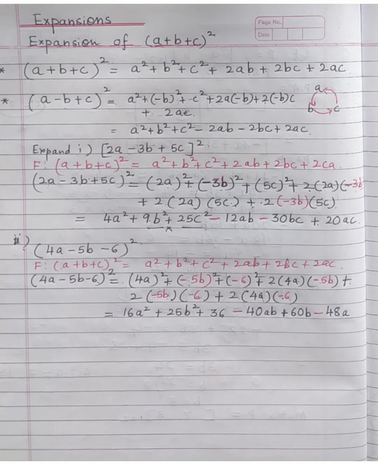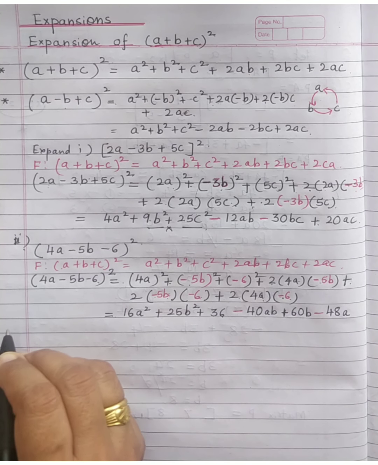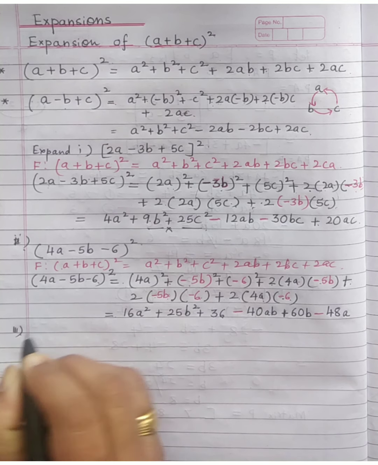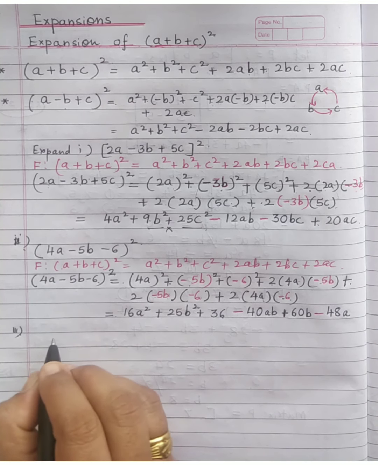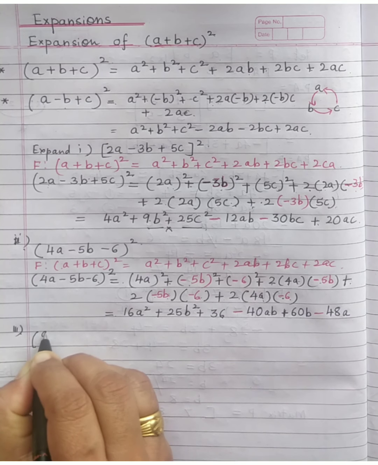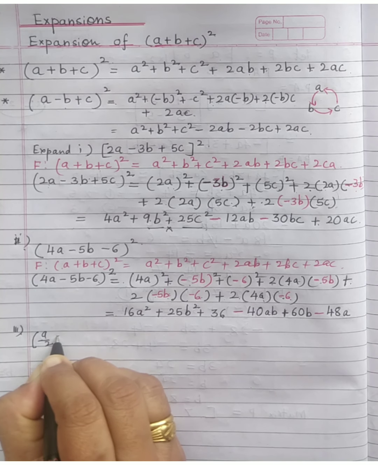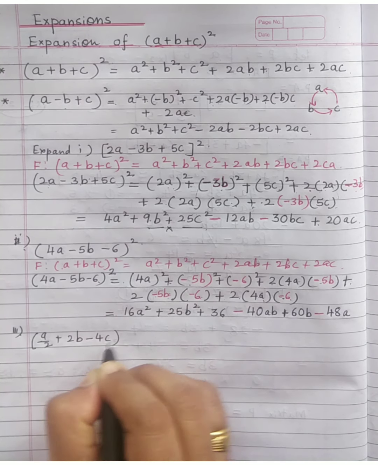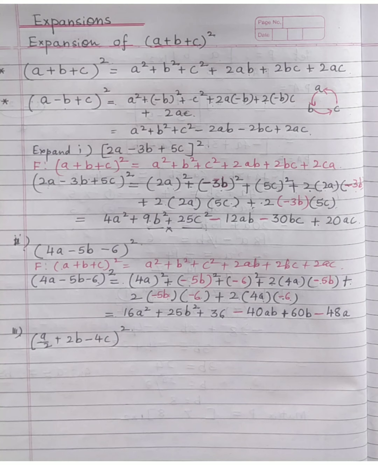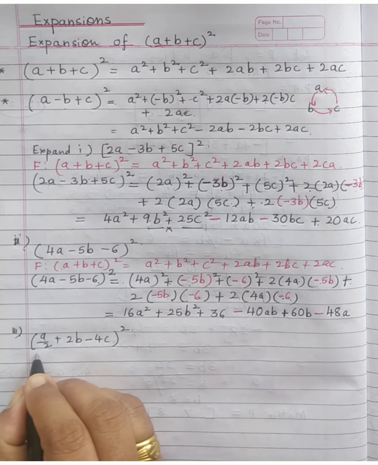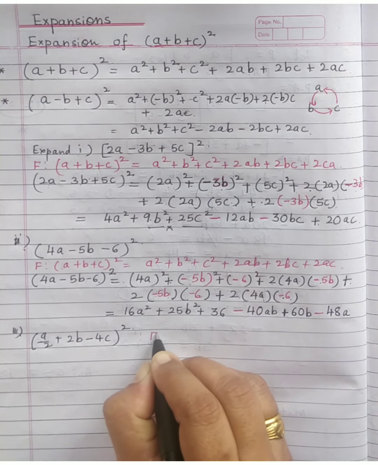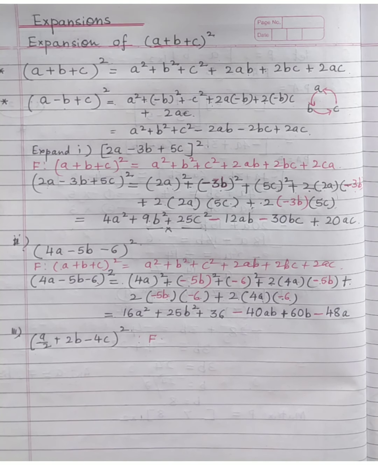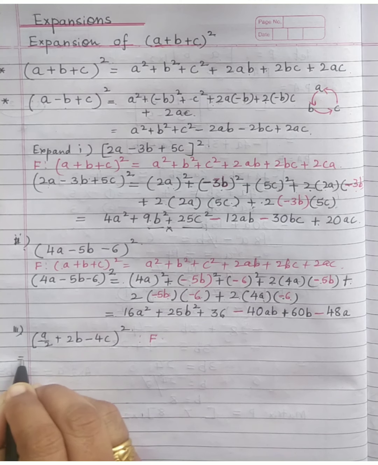Now one more example I will take. Fractional part it is. A by 2 plus 2b minus 4c, the whole square. Now writing the formula I leave up to you. Write down the formula yourself. When you are solving it in your notebook, you should have written the formula. Now I will directly expand it.